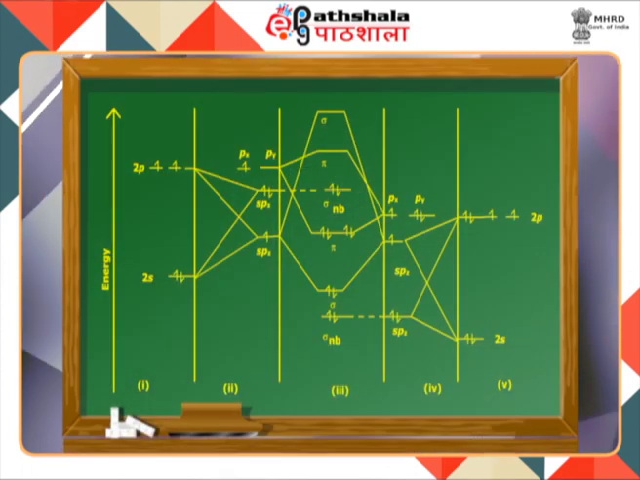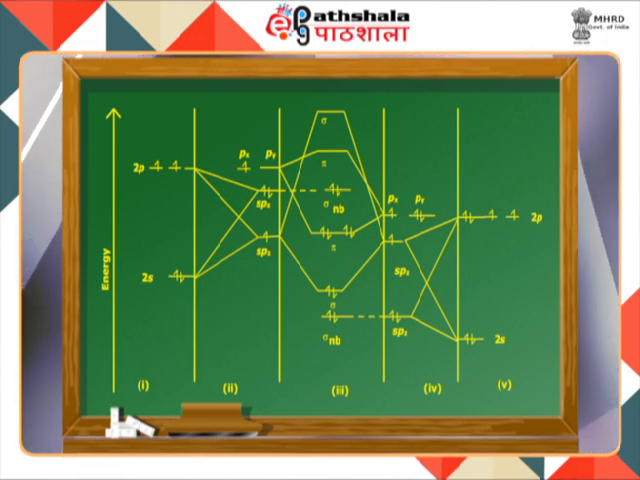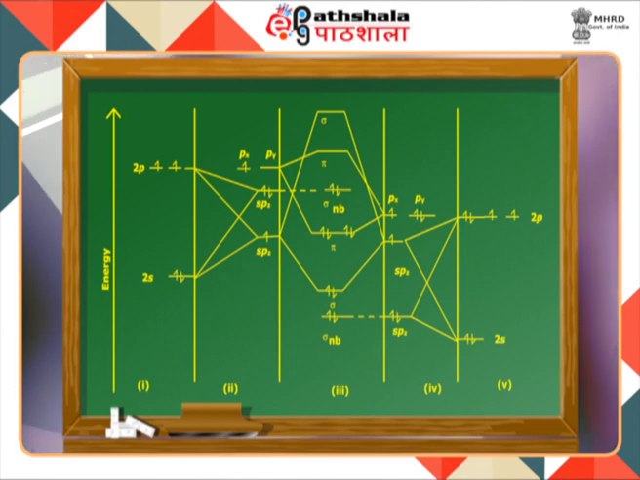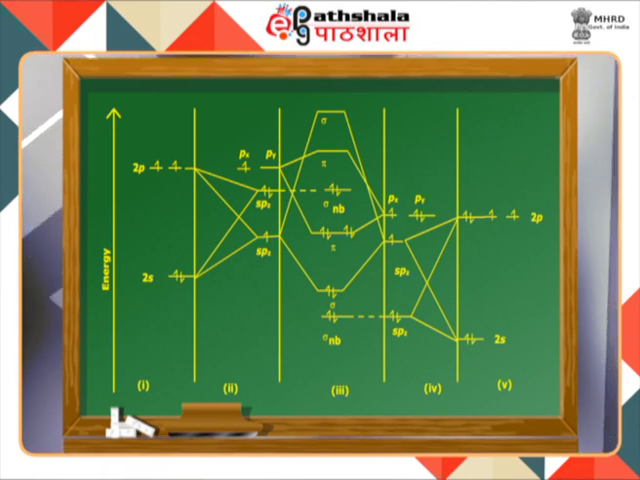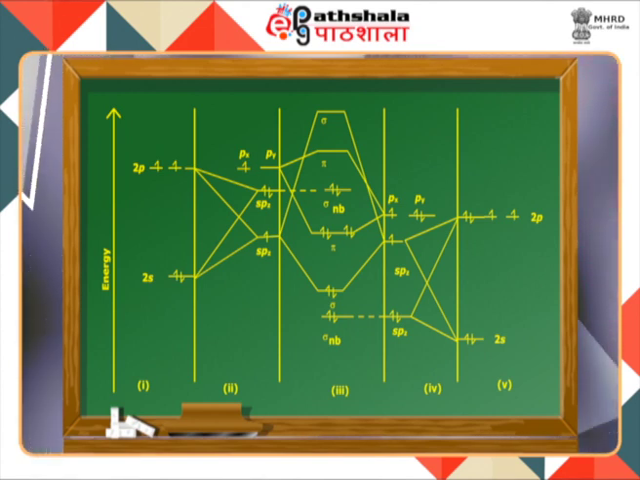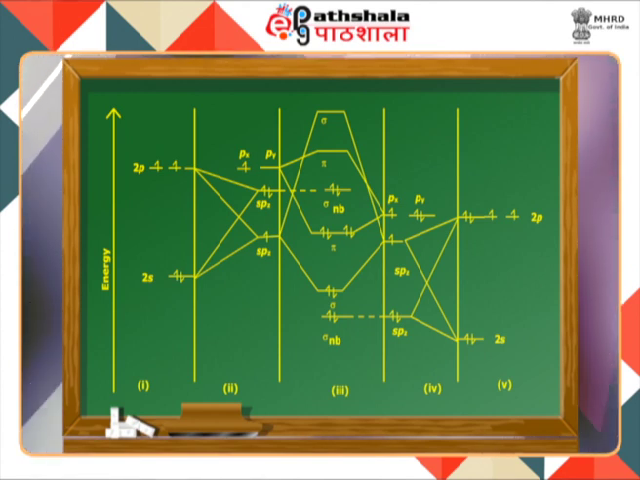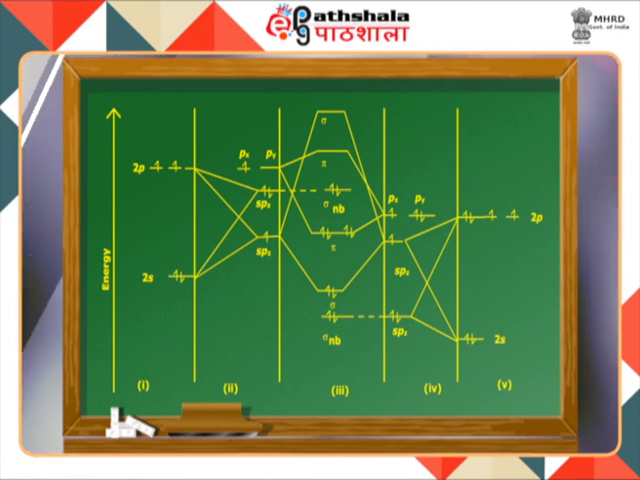Let us now see the molecular orbital diagram for carbonyl molecule. It is characterized into 4 categories. 1 is the atomic orbitals of carbon atom before hybridization. 2. The atomic orbitals or hybrid orbitals of carbon atom after hybridization. 3. Atomic orbitals or hybrid orbitals of oxygen atom after hybridization. And 4. Atomic orbitals of oxygen atom before hybridization.